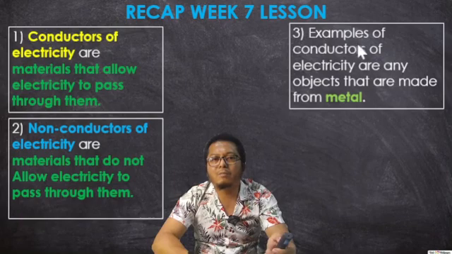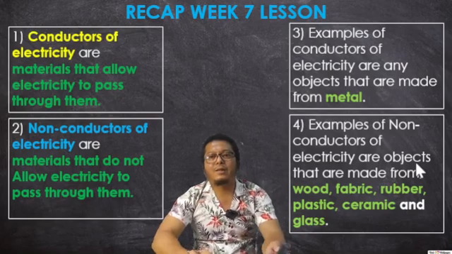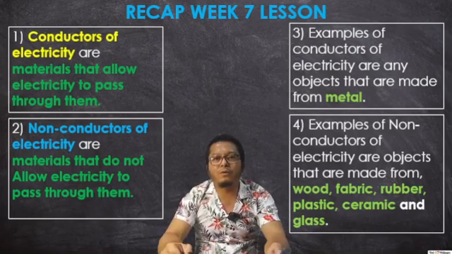And then examples of conductors of electricity are any objects that are made from metal. Number 4, examples of non-conductors of electricity are objects that are made from wood, fabric, rubber, plastic, ceramic, and glass.